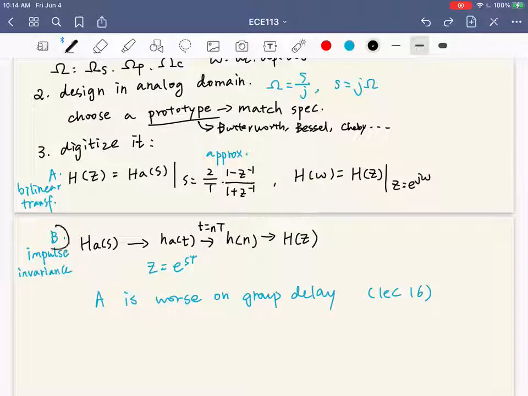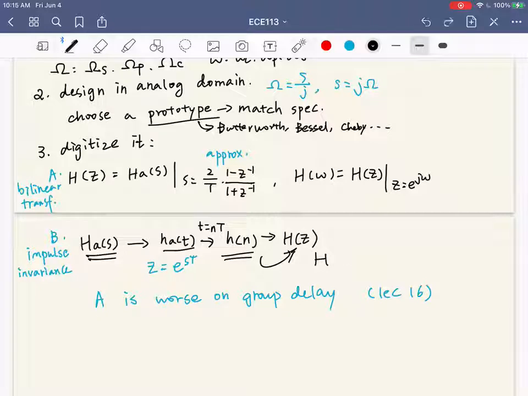And the second way is impulse invariance. This is a little bit troublesome, but still straightforward. So we have the equation in the S domain, and then we do the inverse Laplace, and we get it in the continuous time domain. And then because we want to digitize it, we take samples in the time domain, and we get our discrete h of n. All right, and then we turn it into our H of z or H of omega. It depends on what you want.